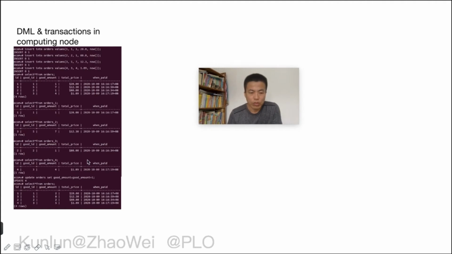Then we do some DML and transactions in computing nodes. First, we insert 4 rows, and we can see the rows, and we can see each of them stored in 1 partition. And then we do an update statement. It's an auto-commit transaction. And you can see the update takes effect.